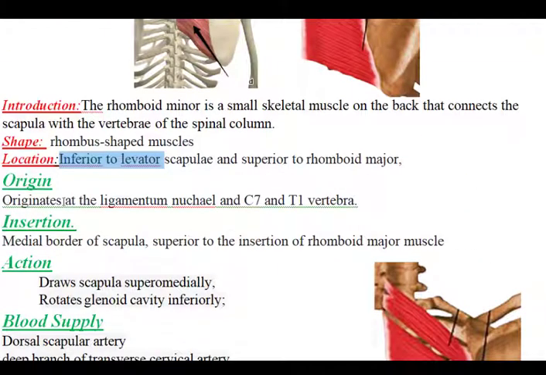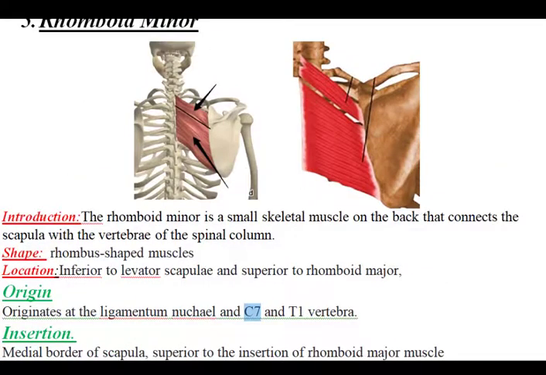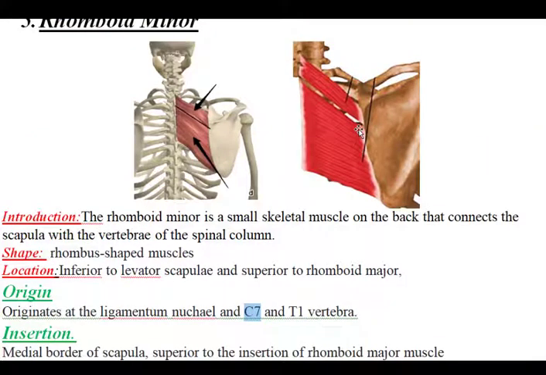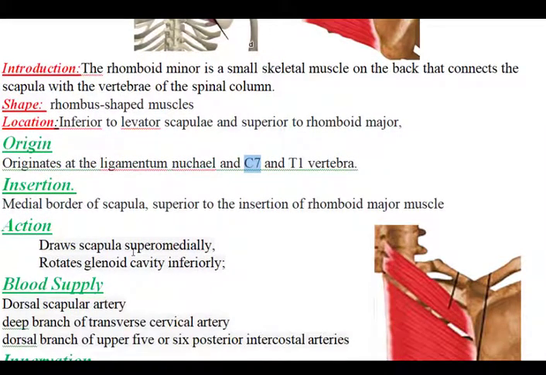What is the origin? It originates at the ligamentum nuchae and the C7 and T1 vertebrae. So from two vertebrae it gets its origin: the C7 vertebra, cervical vertebra number 7, and thoracic vertebra number 1. What is the insertion of this muscle? It is inserted into the medial border of the scapula superior to the insertion of the rhomboid major muscle. This is your rhomboid major muscle, and superior to the insertion of rhomboid major, this is the area where rhomboid minor is inserted into the medial border of the scapula.